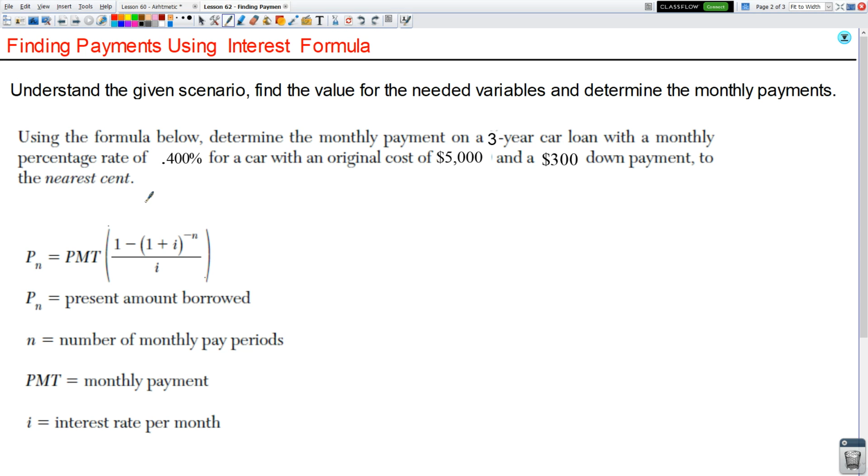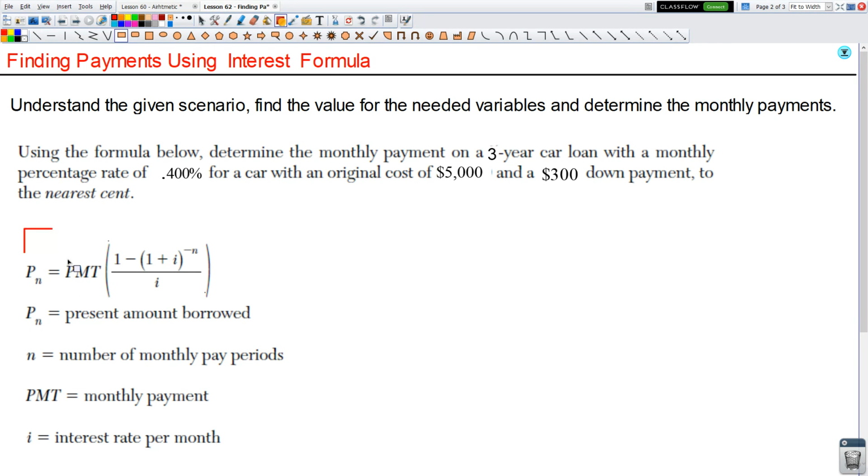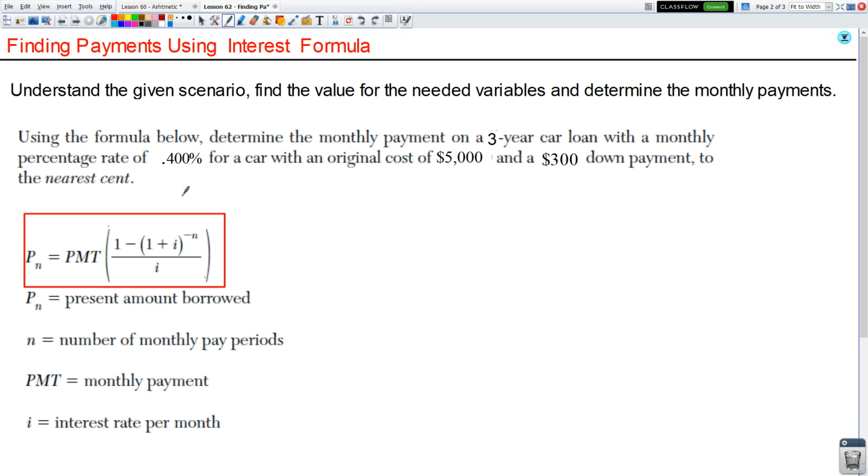What we have to do here is first understand the given scenario. What it's explained here is that using the formula below, so we want to use this formula because that's what it says here. Now notice that this formula has plenty of variables. So we have to figure out the meaning for each of those variables, which are given to us here.